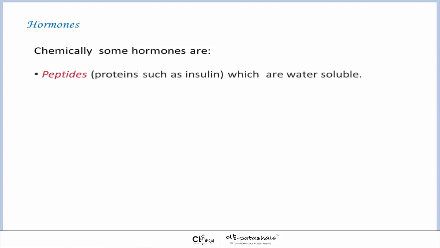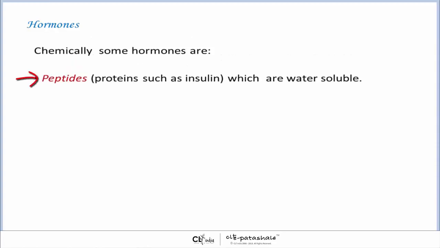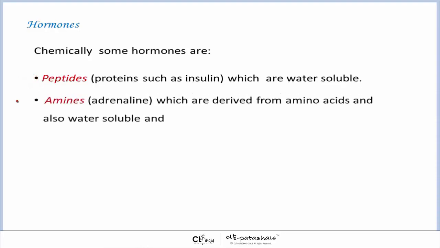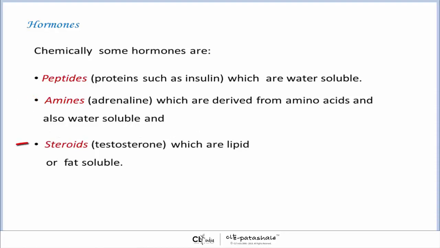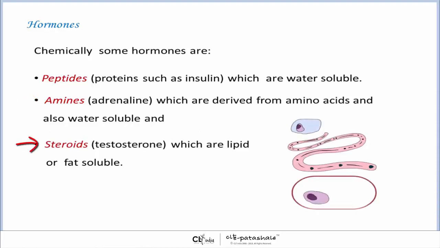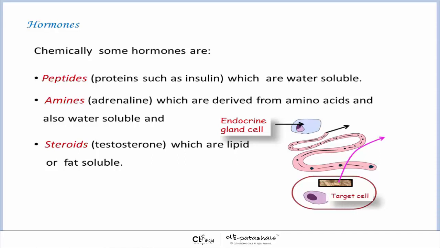Chemically, some hormones are peptides, that is proteins such as insulin, which are water soluble; amines, that is adrenaline, which are derived from amino acids and also water soluble; and steroids such as testosterone, which are lipid or fat soluble. So the endocrine gland cell secretes and it is transferred to the target cell through the blood vessels. These are water soluble hormones.